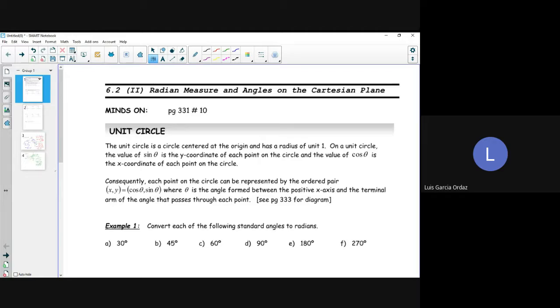On a unit circle, the value of sine theta is the y coordinate, and cos theta is the x coordinate. Okay? So what that means is, consequently, each point on the circle can be represented by the ordered pair x, y, where cos theta is your x, and sine theta is your y, where theta is the angle formed between the positive x-axis and the arm of the angle that passes through each point.